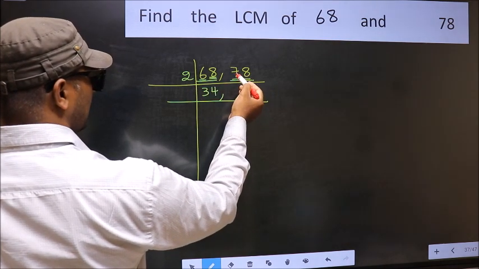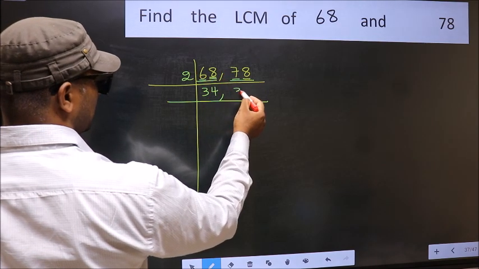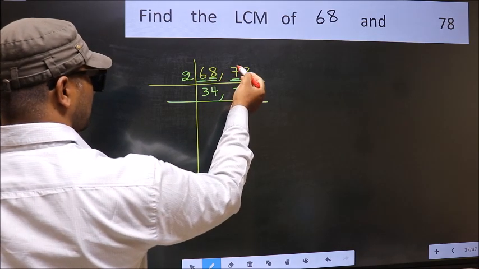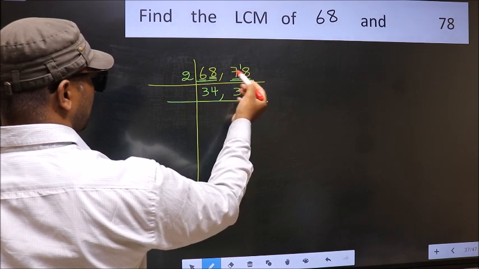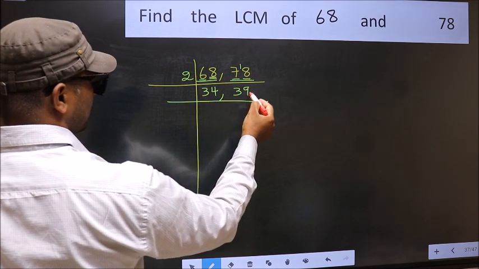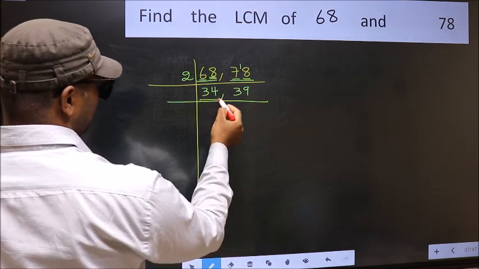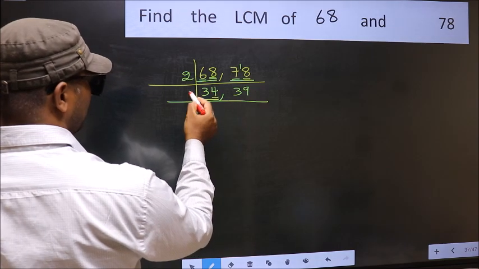Now the other number 78, last digit 8 is even, so this is divisible by 2. First number 7, a number close to 7 in the 2 table is 2 3s are 6. 7 minus 6, 1, 1 carried forward, 18, when do we get 18 in the 2 table? 2 9s are 18.